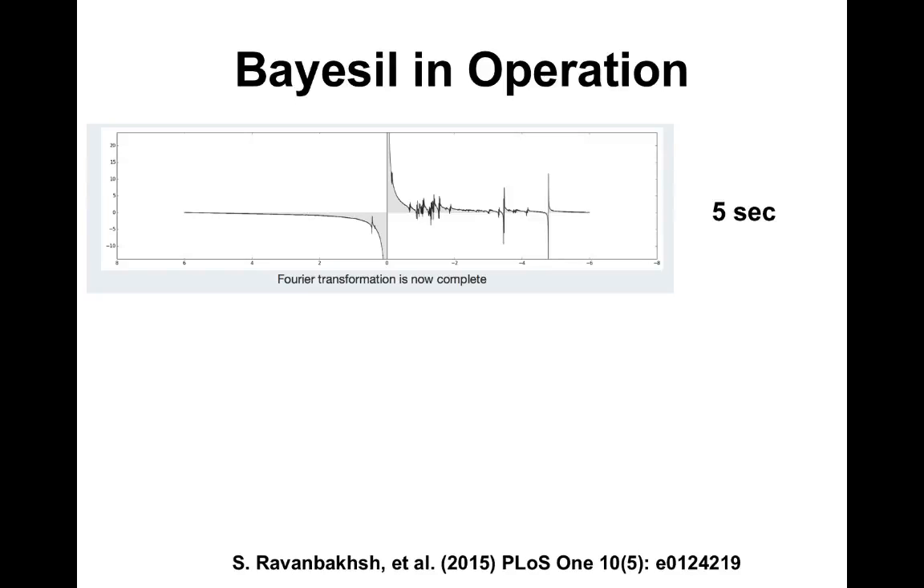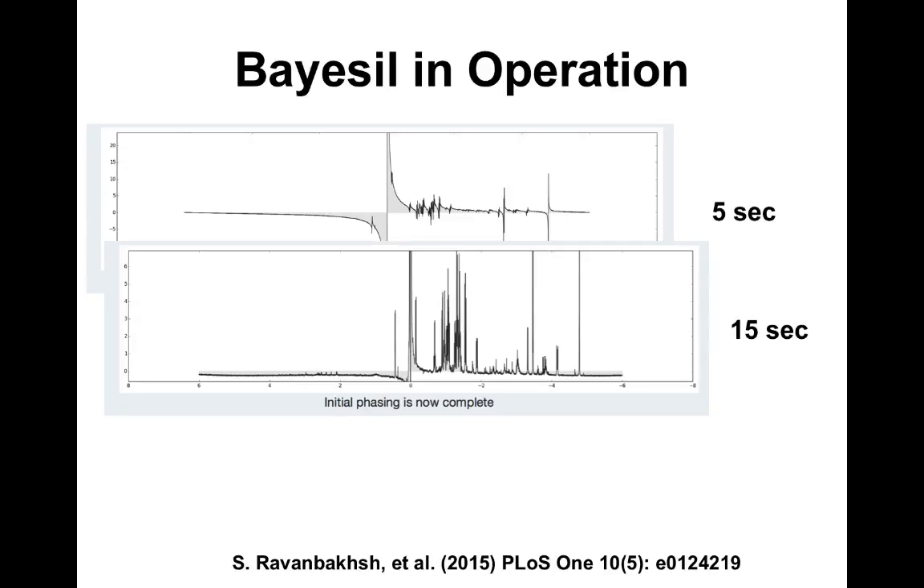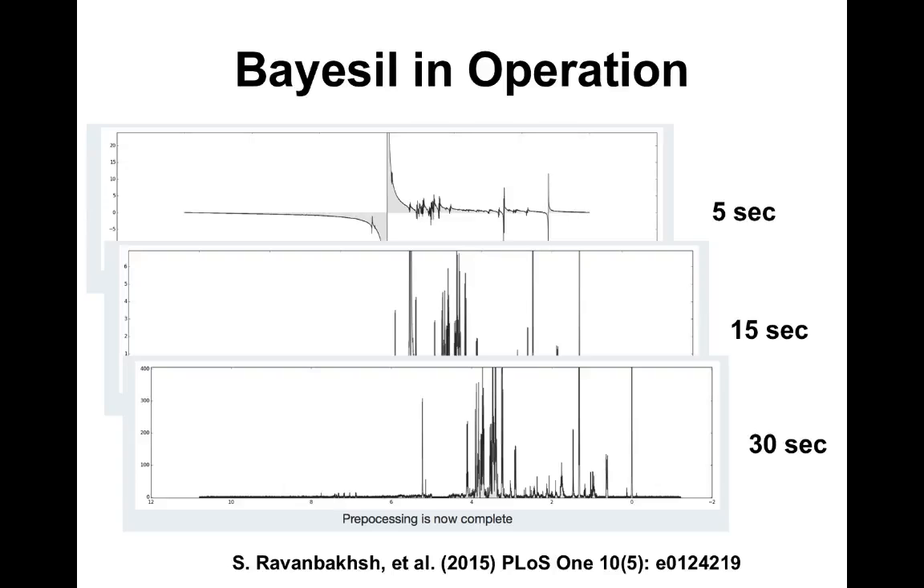Within about the first 5 seconds, the spectrum is Fourier transformed. So this is what it initially looks like. At that stage, it looks pretty awful. This is after phasing. This is correcting, so the peaks have gone from dispersive to absorptive phase. Then you can start to see that it looks a little bit more like an NMR spectrum. But again, that's about 15 seconds. And about 30 seconds later, it has done the baseline correction, it's removed the water, it's done the chemical shift referencing. So at that stage, it's ready to start the deconvolution.